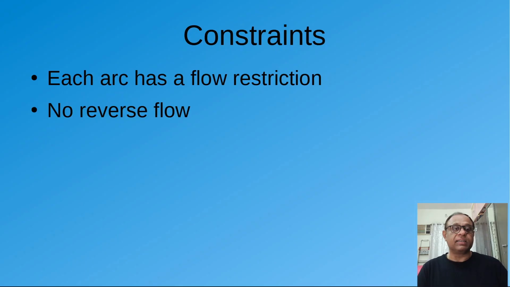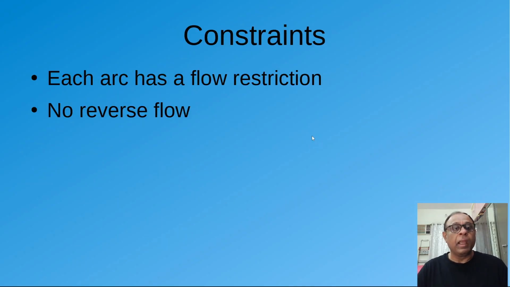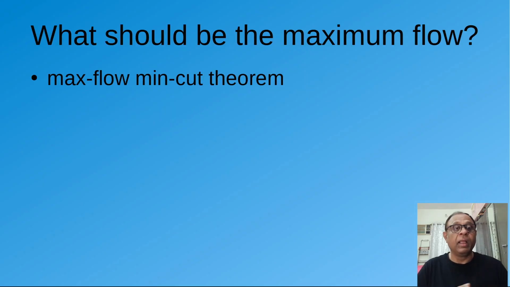Now, what are the constraints? Each arc has a flow restriction. As we can go back and have a look, from arc 2 to 5, you have a flow restriction of 4. From arc 5 to 7, you have a flow restriction of, once again, 4. And other flow restrictions are very obvious. And you cannot have any reverse flow. Remember one thing, you can have a flow from 1 to 2, but you cannot have a flow from 2 to 1.